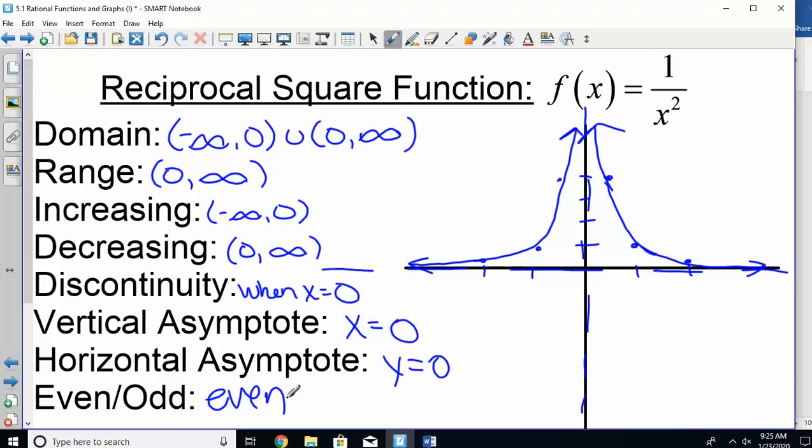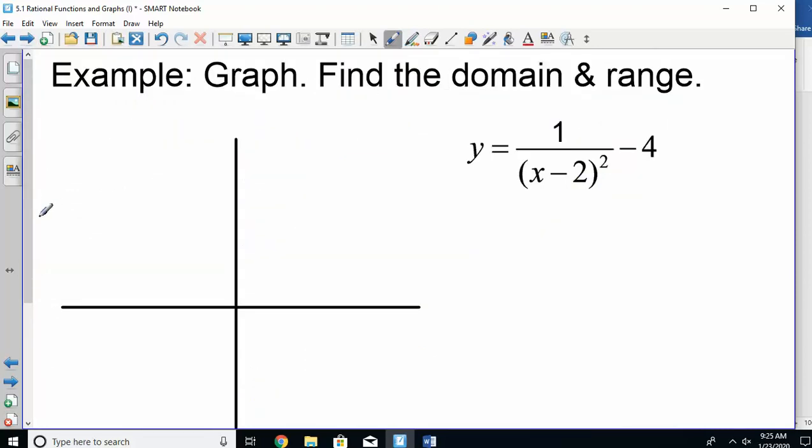Sound right? I want to do one more graph. Before we graph this, I want to kind of test you on something. Some of the homework questions tonight, they're going to give you an equation like this, and they're going to say what are the vertical and horizontal asymptotes. Can you look at that and tell me what those would be without drawing the full graph?